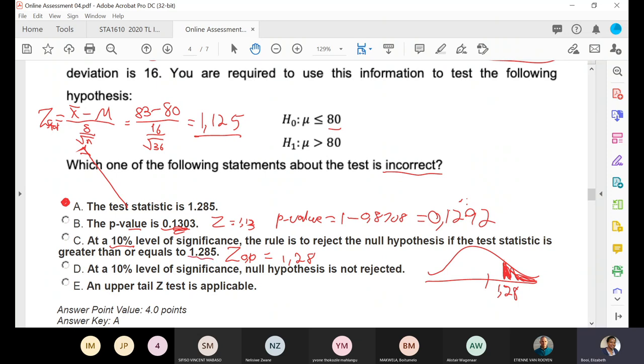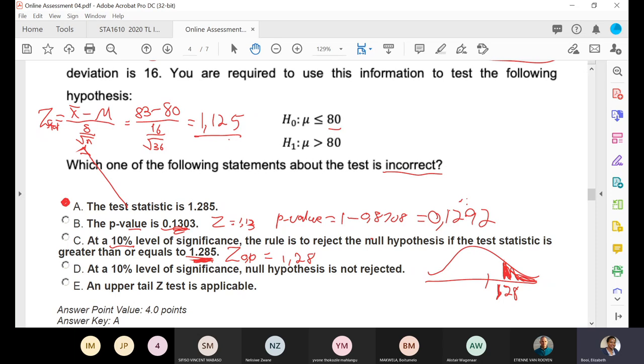Wait. So here they say at 10% significance level, the rule is to reject the null hypothesis if the test statistic is greater than or equal to 1.285. So we're not using the 1.25. We must use the test statistic that they gave us, which is 1.285. So where does it fall? No, man. That is our critical value. What is our critical value? Why do I have 1.28? Because our critical value was 1.28.